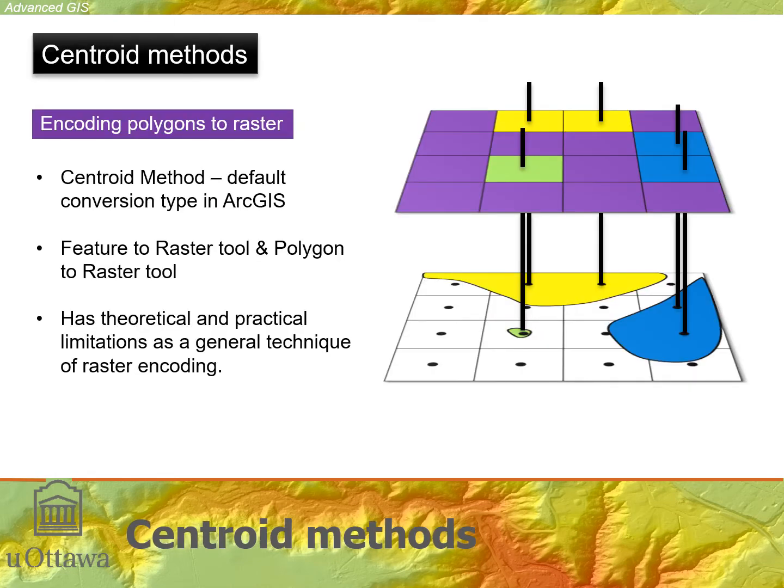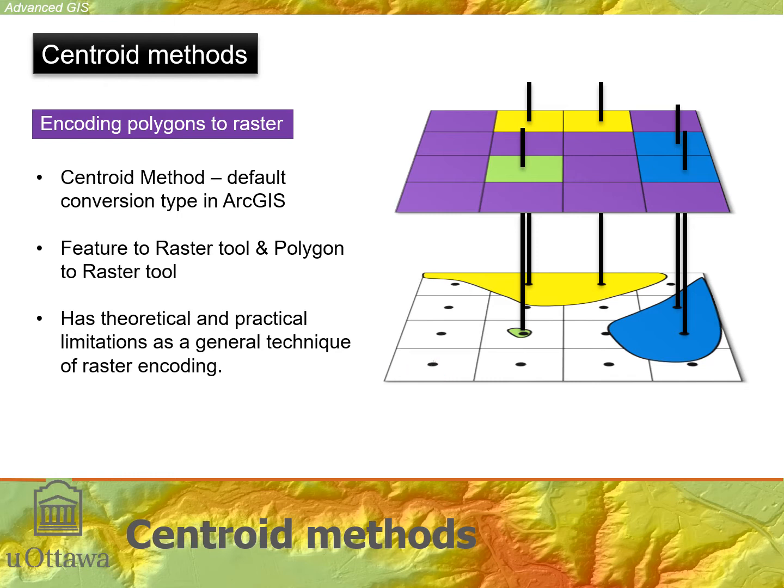So Centroid methods are easy to understand. Here, for example, in this graphic, we have some vector features. So that's the blue feature here, the yellow feature here at the bottom, and the green feature in the middle. Those particular vector features then have overlain upon that space a raster. And you can see the raster and the cell centers of each raster just there for illustrative purposes. So that's a cell in the raster, and that's the centroid or center of the cell.